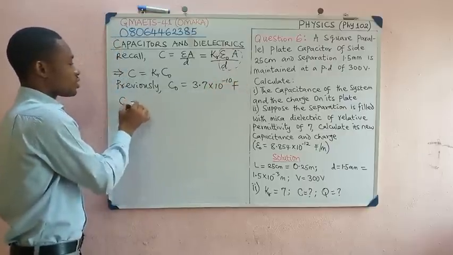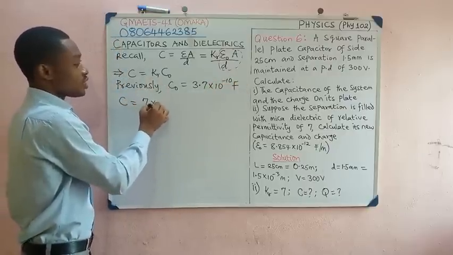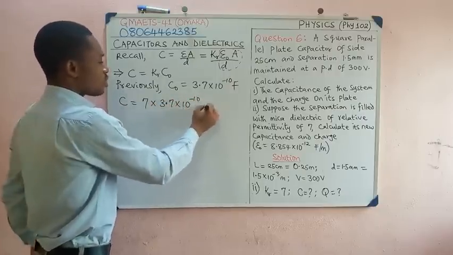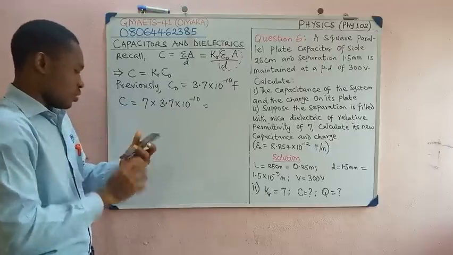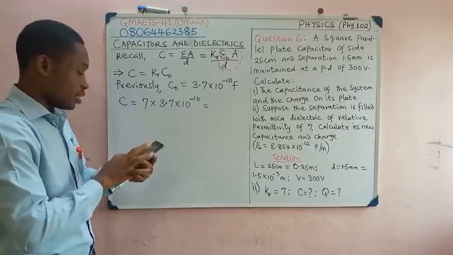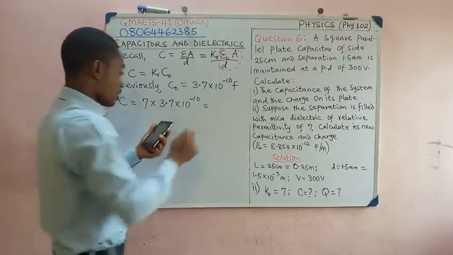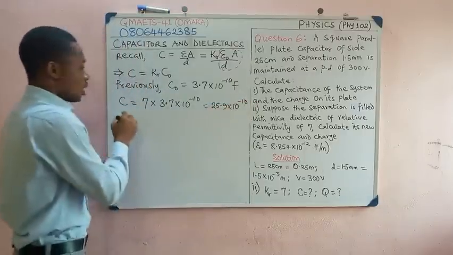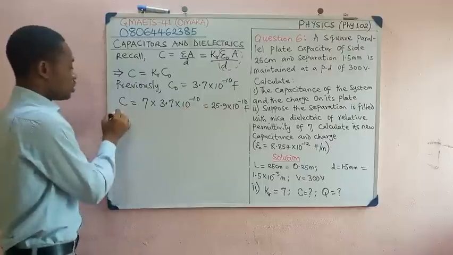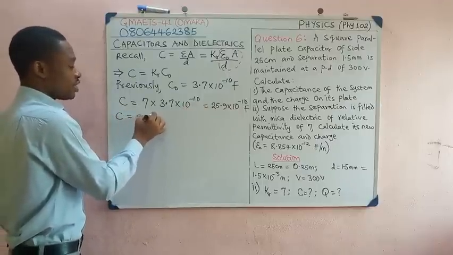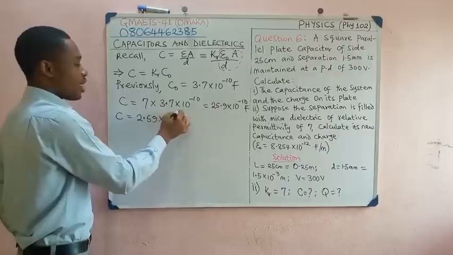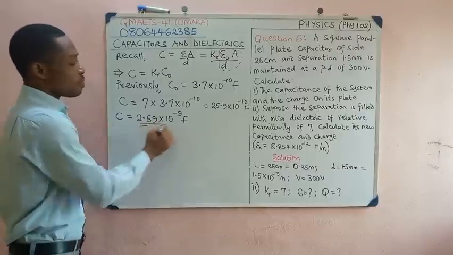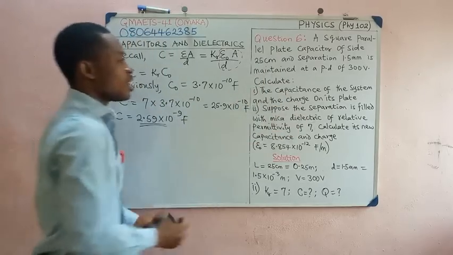So we can simply substitute our Kr, that is the dielectric constant, 7, times 3.7 times 10 raised to the power minus 10. Let's see what this gives us. We multiply 7 by 3.7, and it gives us 25.9 times 10 raised to the power minus 10 farad. We can still write it as 2.59 times 10 raised to the power minus 9 farad, as I move the point once to the left. So this is the capacitance of the capacitor with mica as dielectric.